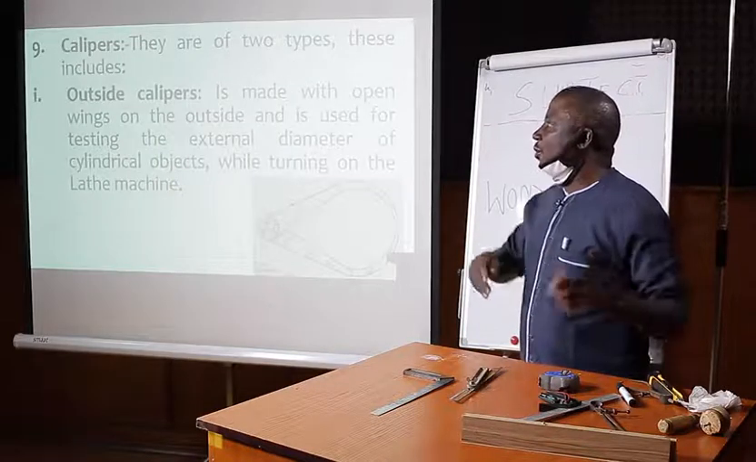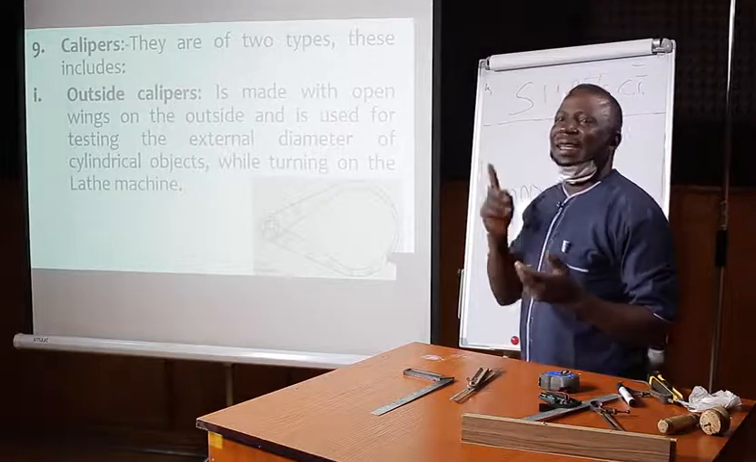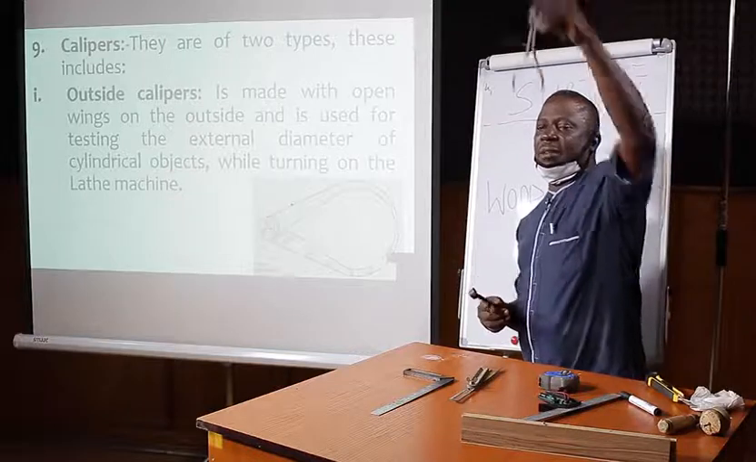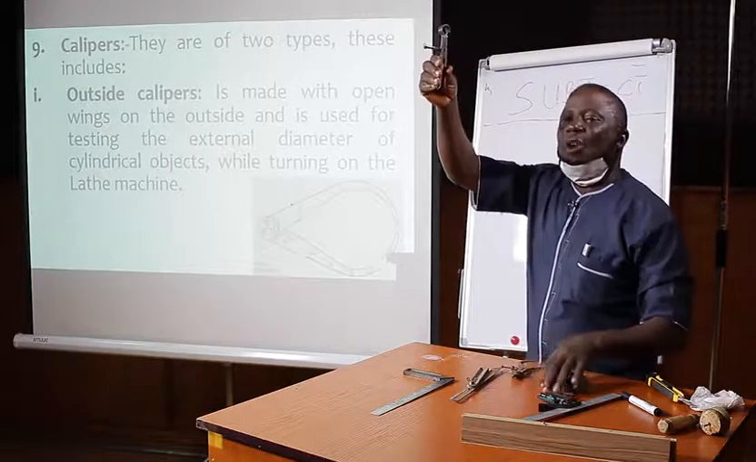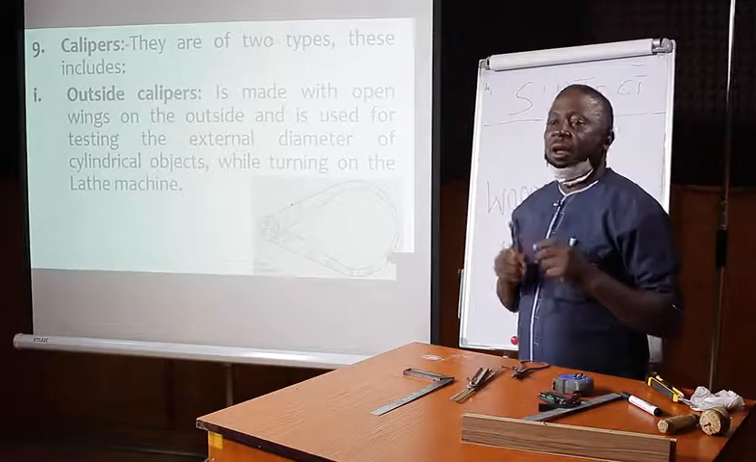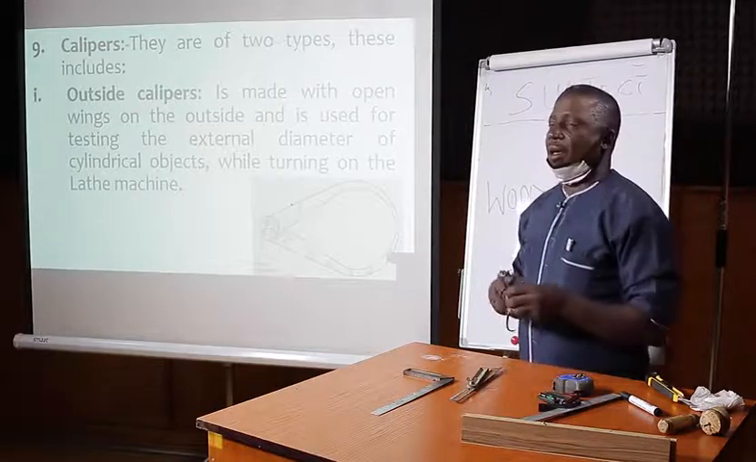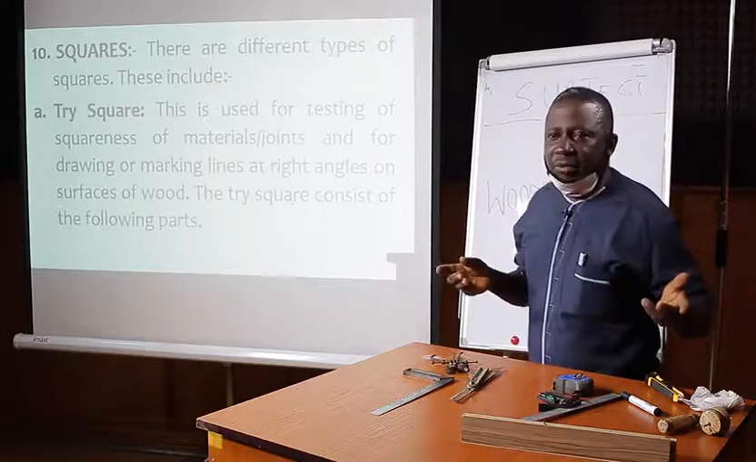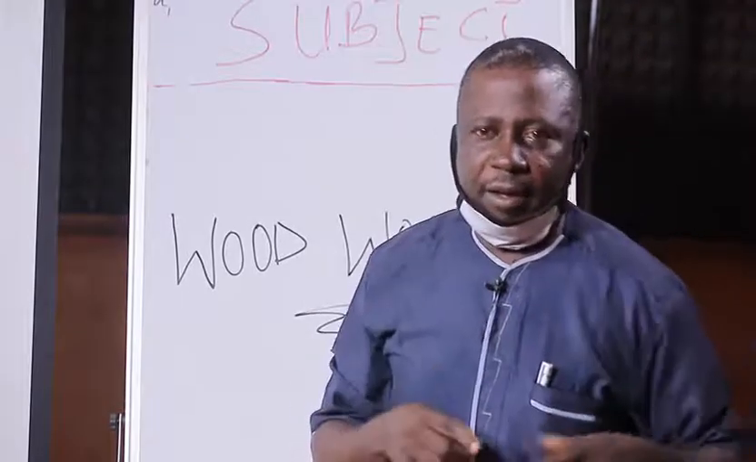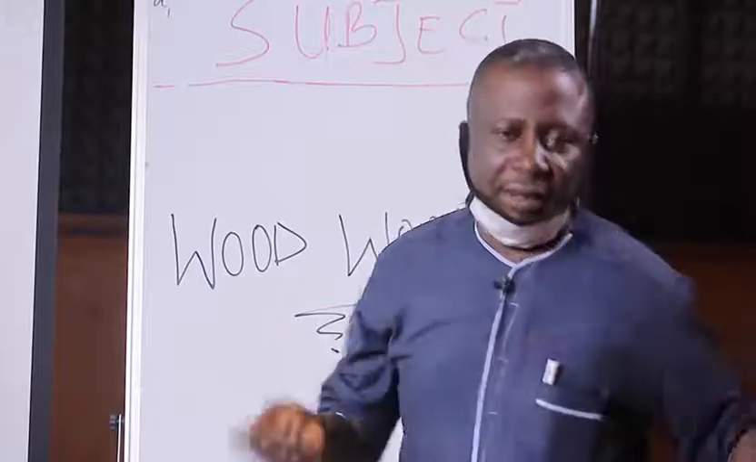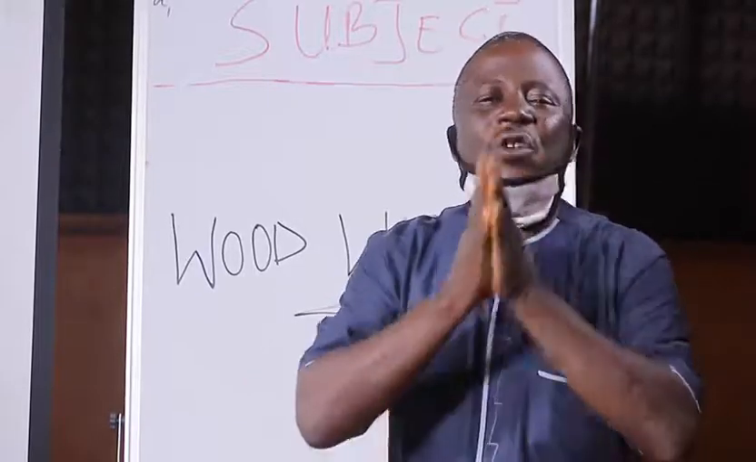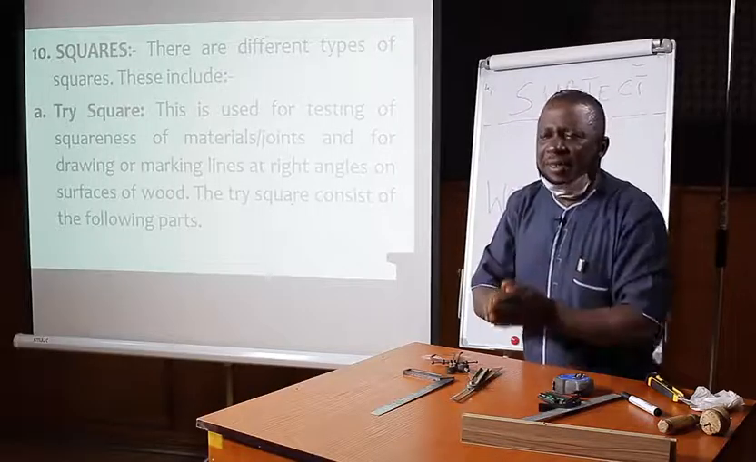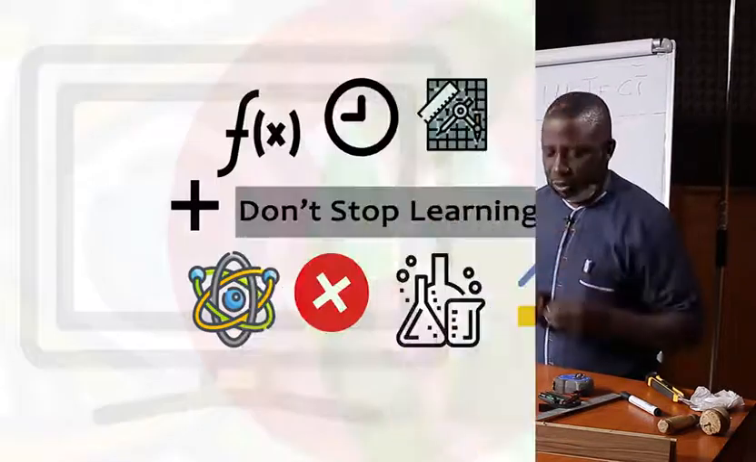The next is we have the calipers. I have told you we have the outside and the inside calipers. I showed you this one is the outside for external diameters, and this one is for taking diameters of holes on cylindrical surfaces. Okay. The next, I said we have squares. I mentioned different types of squares that we have. We have the tri-square, we have the sliding bevel, we have the mitre square. All of them are used for taking, testing, and transferring various measurements when carrying out wood operations.